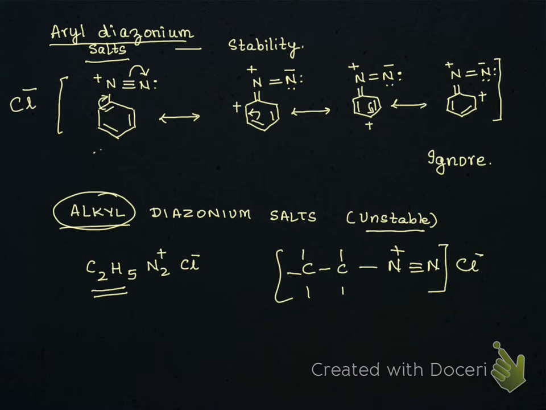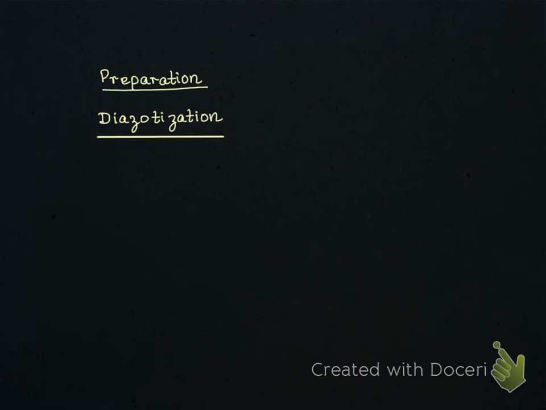Do we go on to the next video? Oh, no, no, no, no. I am yet to talk to you about the preparation of diazonium salts. Now, for the preparation, we simply have to treat aniline with nitrous acid, and nitrous acid is HNO2.